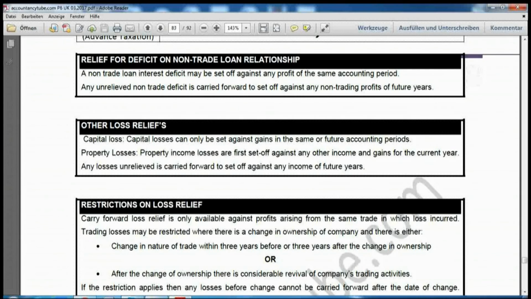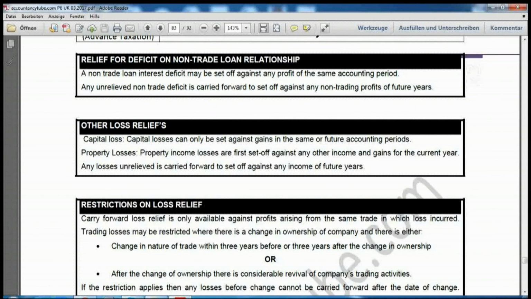A non-trade loan interest deficit may be set off against any profit of the same accounting period. Any unrelieved non-trade deficit is carried forward to set off against non-trade profit of the future years. So if any still remains after setting it off against the current year, then you can carry it forward against the future year non-trade profits.